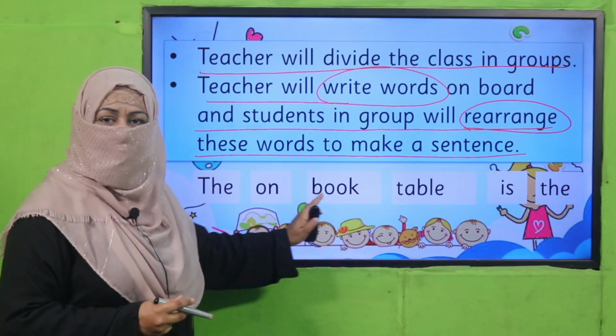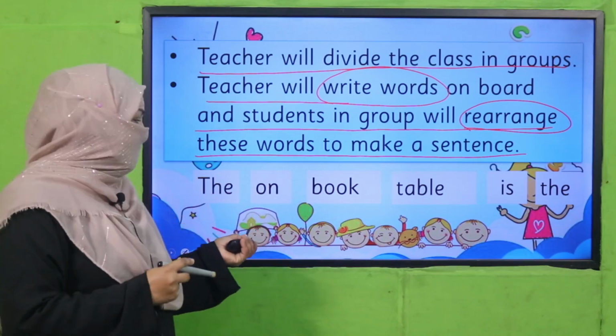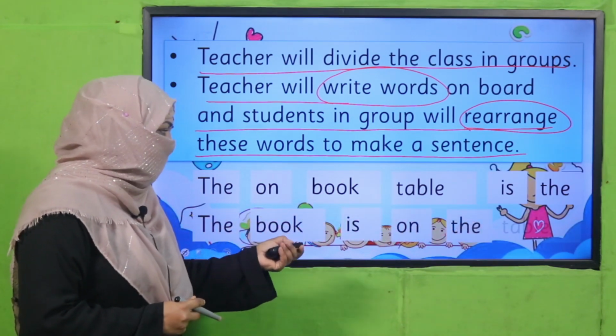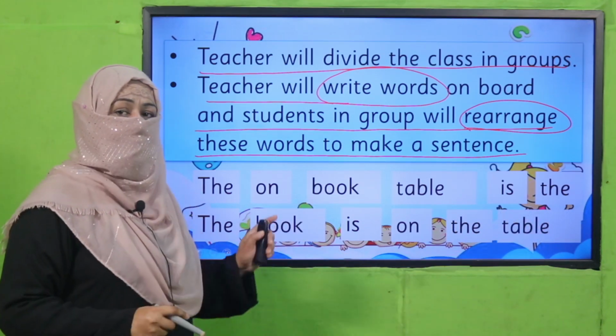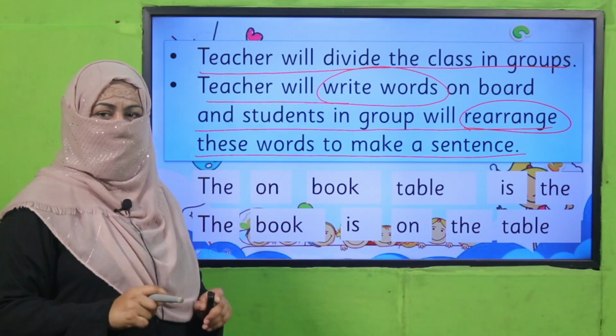So your teacher will write words like this on the board. You will rearrange them to make a sentence like this: The book is on the table. Now it becomes a sentence, right? So pause the video, make sentences for the words your teacher is writing, and then come back.